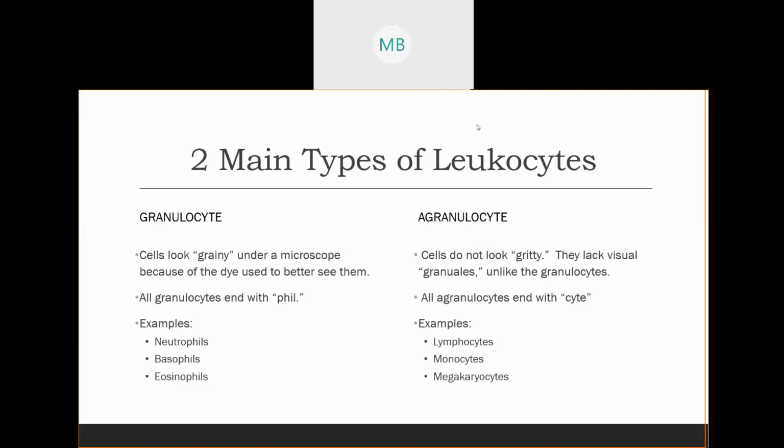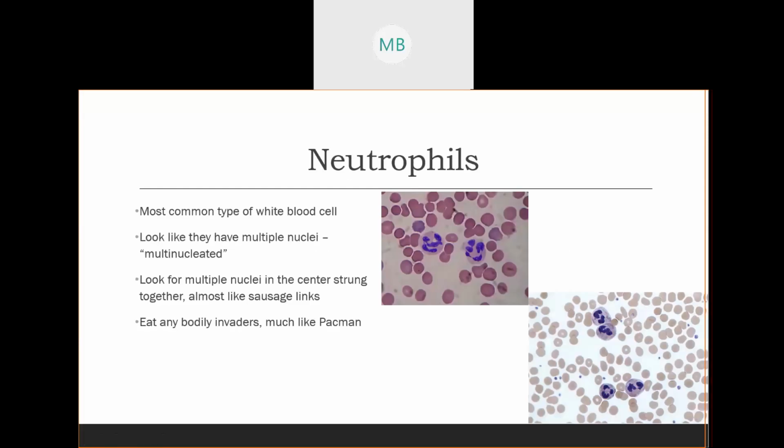Alrighty, and with that, let's get into what these individual types of white blood cells look like. The first ones we're going to talk about are your neutrophils. Neutrophils are the most common type of white blood cell, so you're going to see them on a lot of different blood smears. There's a good chance that you will see at least one on most slides, simply because they are so very common, right?